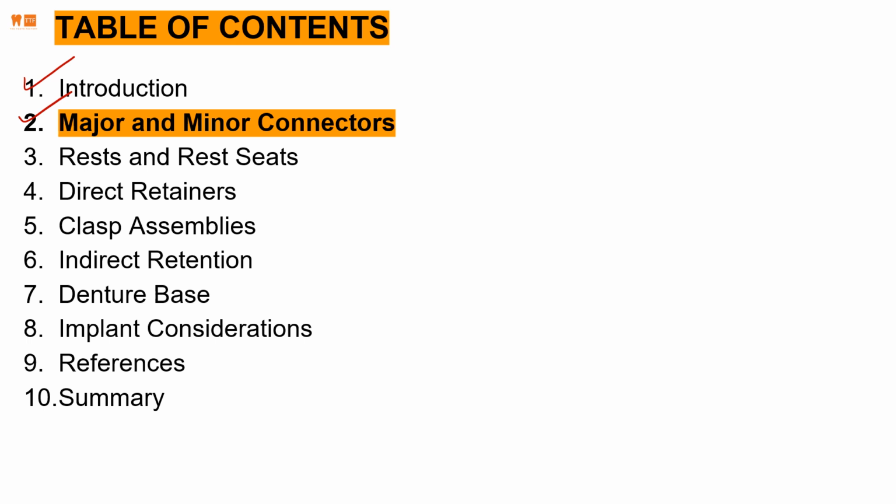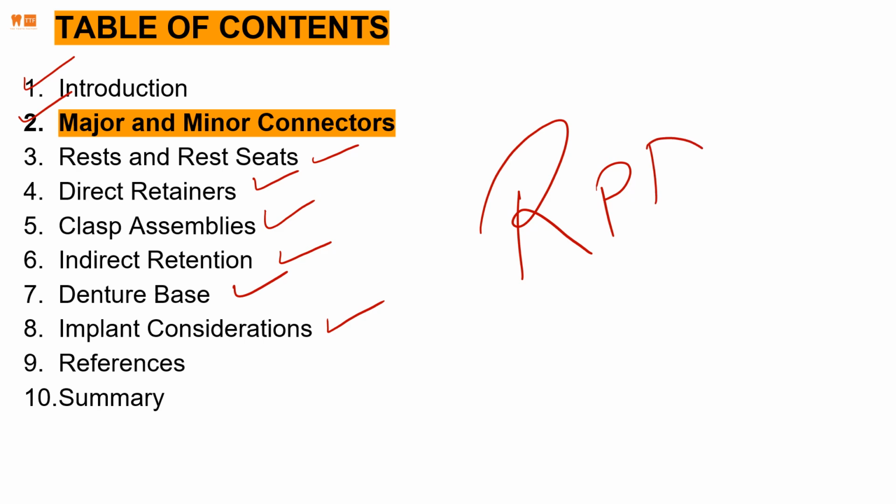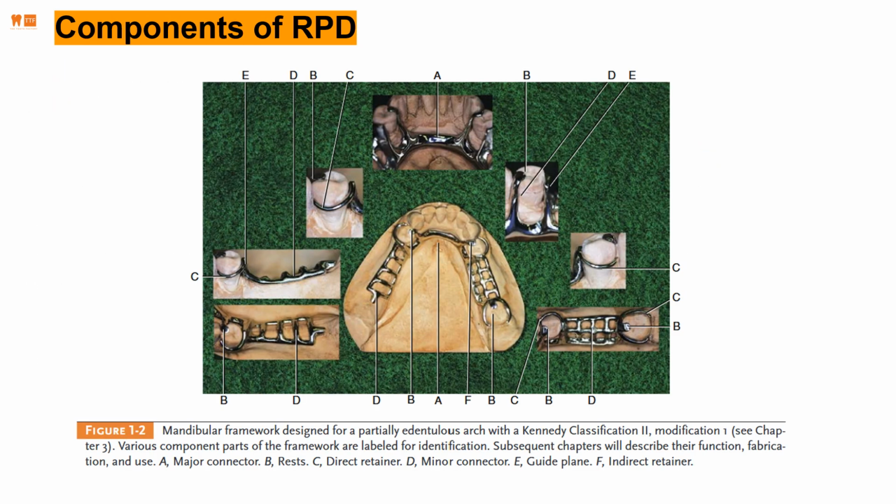Of course, the following lectures will have other table of contents, such as rests and rest seats as a separate lecture, direct retainers, clasp assemblies, then indirect retention, denture base, and of course we'll consider implants, and that will conclude our entire RPD series one after another. But like we mentioned, today let's just talk about major and minor connectors.